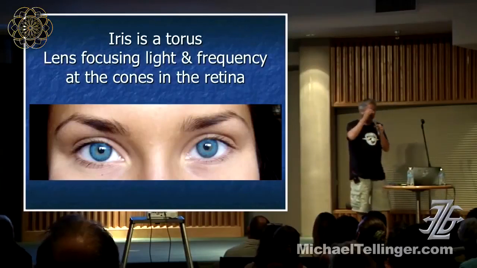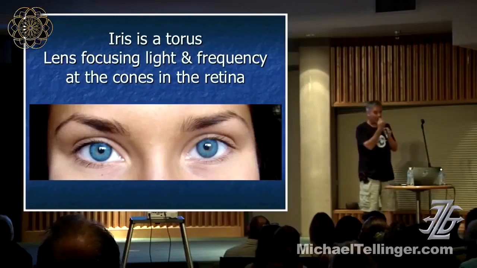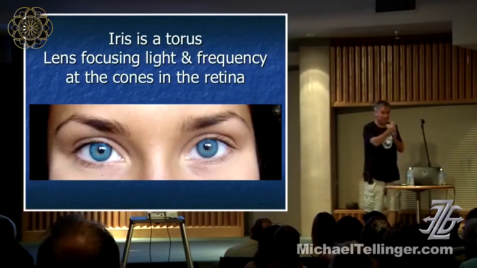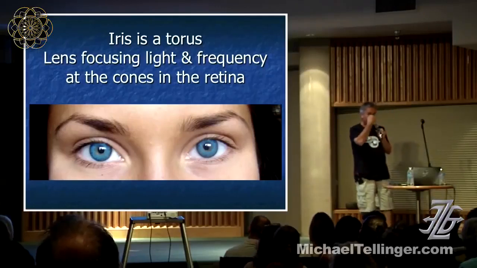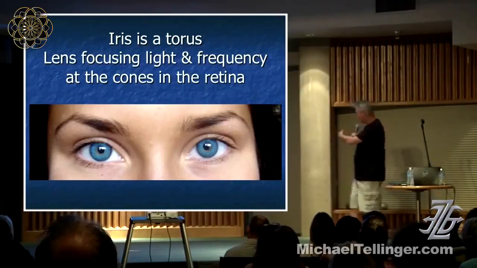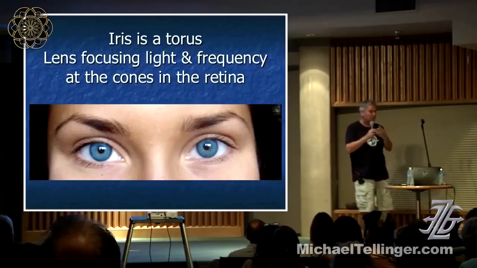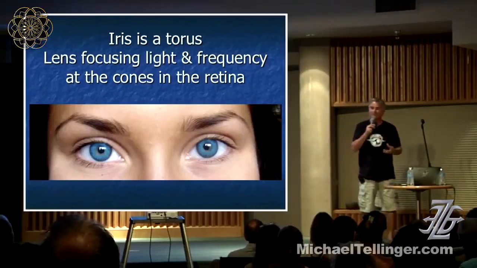And the toruses have lenses in them that focus the light, which is also sound, because every light frequency has a sound frequency attached to it. So it sends the sound and the light through the lens, through the center of the torus, into the cones in the retina. So now you understand why I get excited about these toruses or the cones combined as tools that could be used to do things that we can't even imagine yet.